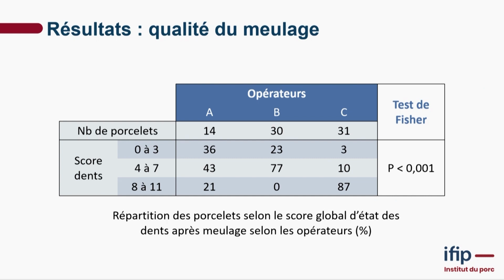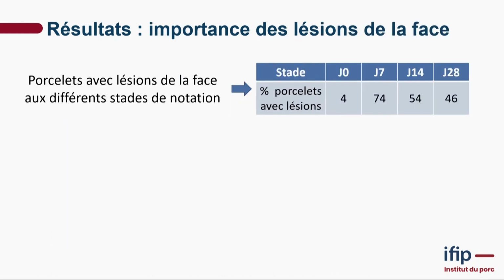Variability of the trimming from one operator to the next. You see there are 3 operators, A, B, C, with the number of piglets per operator on the line below, and the last 3 lines are the scores of teeth. You see that according to the operator, the intensity of the trimming is not the same, and this is a significant difference.